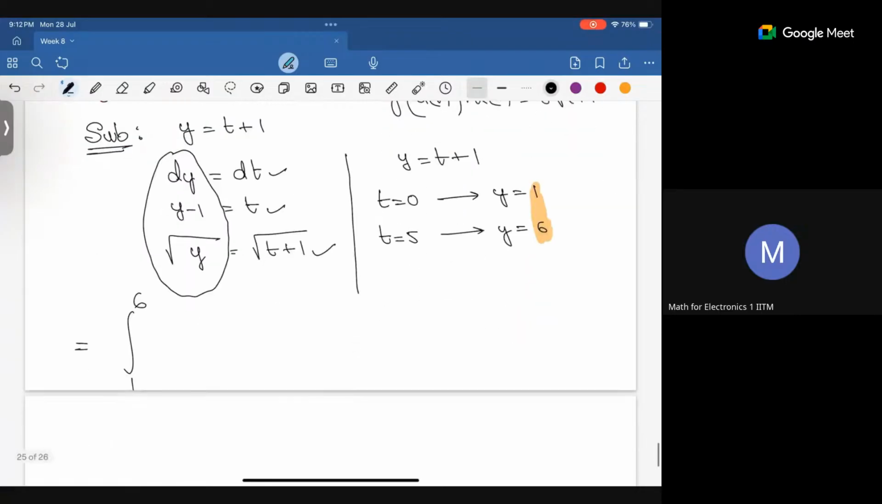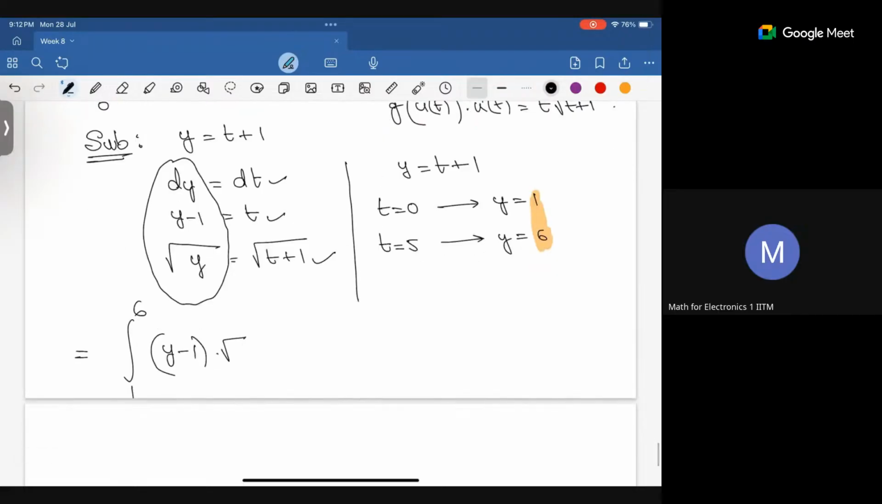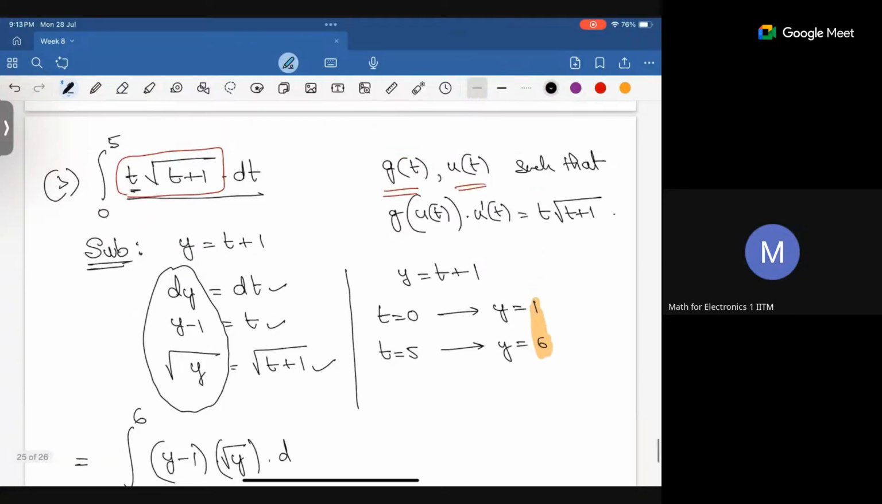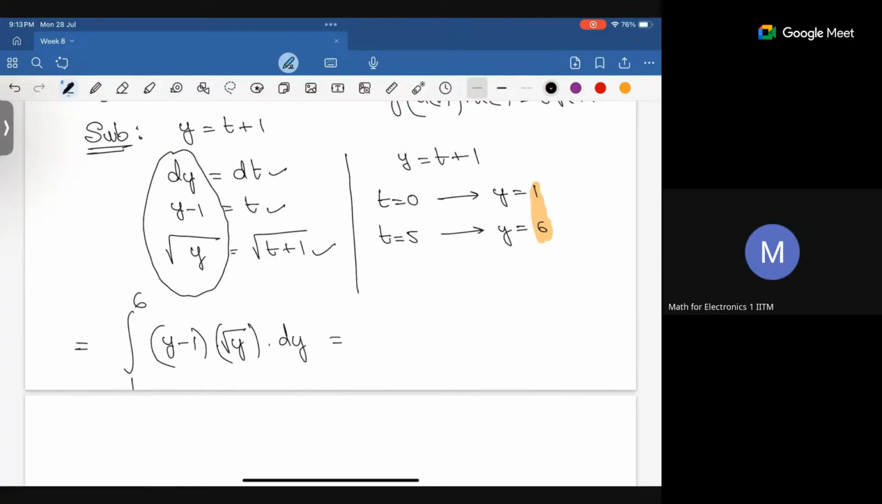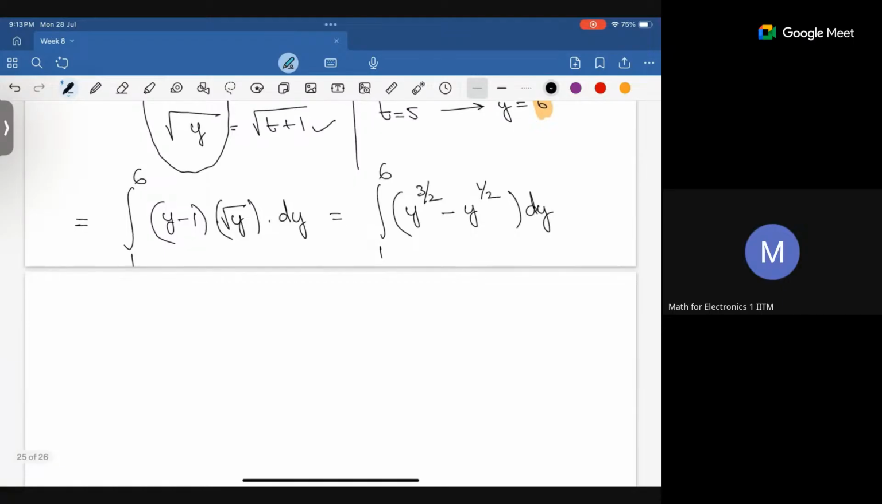Now t is y minus 1, and then square root of t plus 1 is root y, and dt is dy. Now what this became is the integral from 1 to 6 of y power 3 by 2 minus y power 1 by 2 dy. And we know the antiderivative of y power a. Also it is a difference between two functions, so I can split and do the integral and finally get the value.